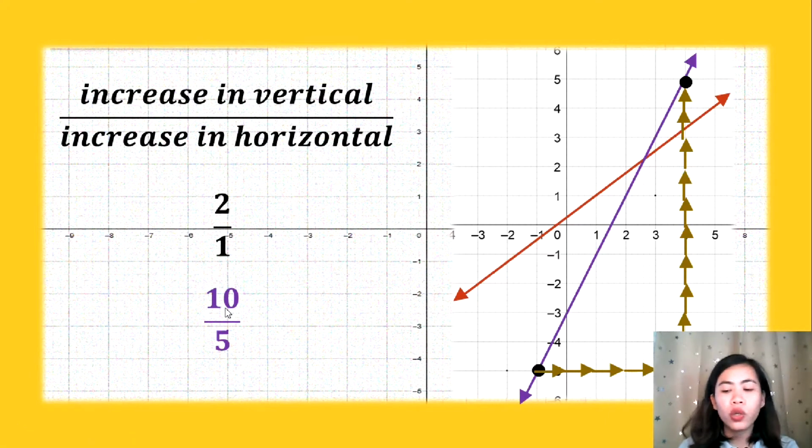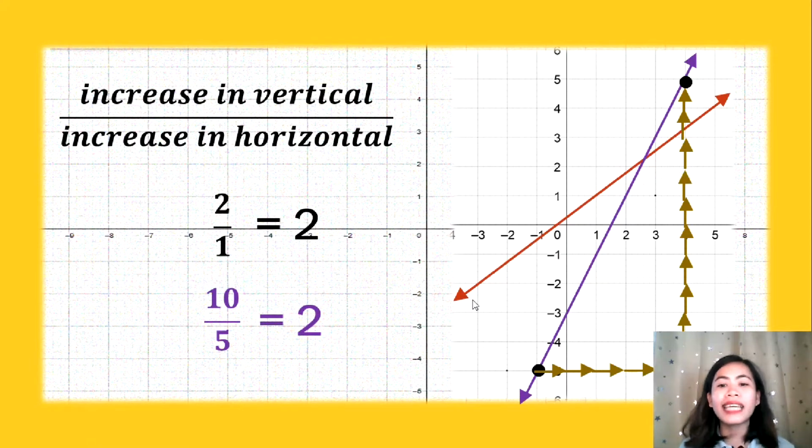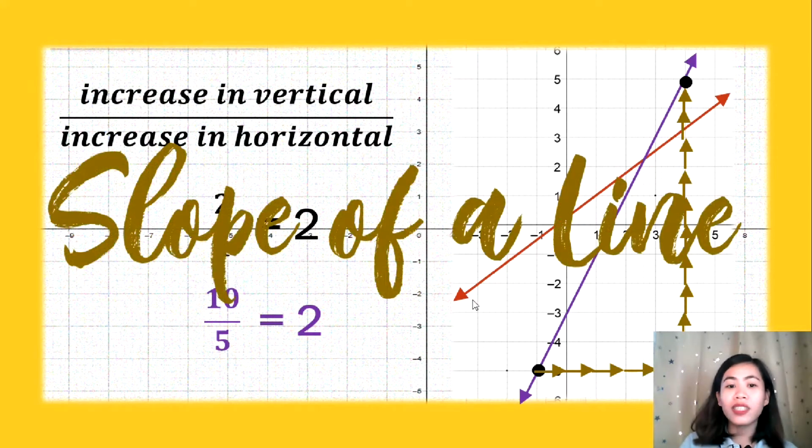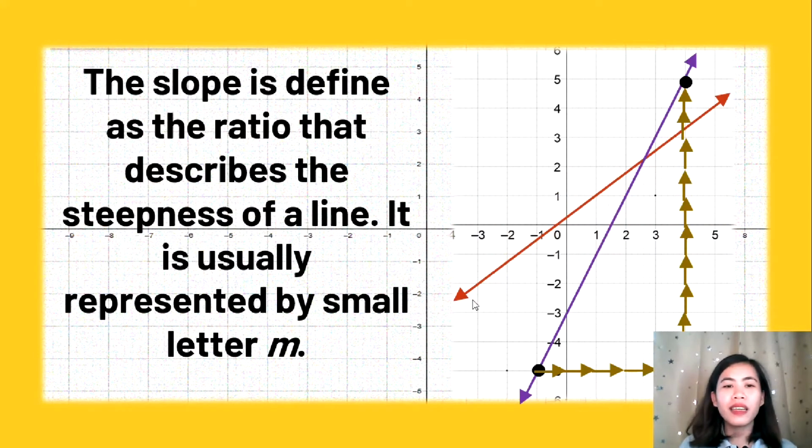But take note, 2 over 1 can also be written as 2. And 10 over 5 can also be written as 2. So, ibig sabihin, kahit aling points talaga ang kuhanin natin, basta on the line siya, on the given line, same ang makukuha nating sagot. And that answer is what we call slope of a line. The slope is defined as the ratio that describes the steepness of a line. It is usually represented by small letter m.